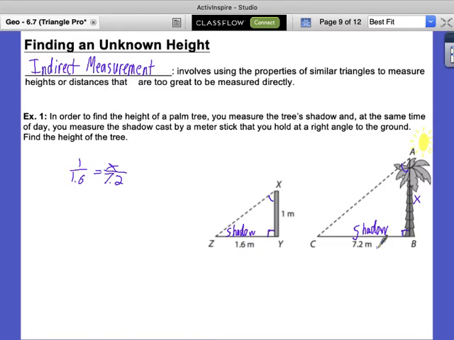Okay, this is where calculators come in handy to help us solve these proportions, but we cross multiply. What's 7.2 times 1? 7.2. What's 1.6 times x? 1.6x. How do we get x by itself? Divide by 1.6. So x equals whatever 7.2 divided by 1.6 is. Okay, what? 4.5. So that means the palm tree is how tall? 4.5 meters tall. Very good.